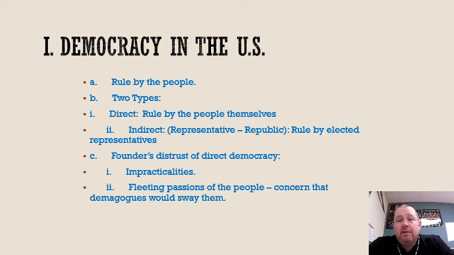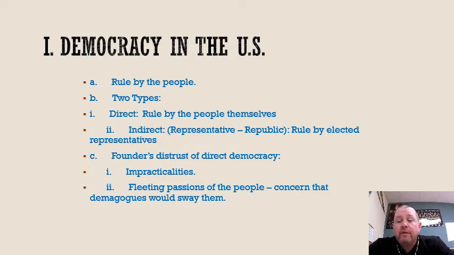Second, the founders were elitists. Don't kid yourself about that. They didn't necessarily trust the average citizen. They felt that the average citizen would be too passionate, and that those passions might sway their good judgment, right?